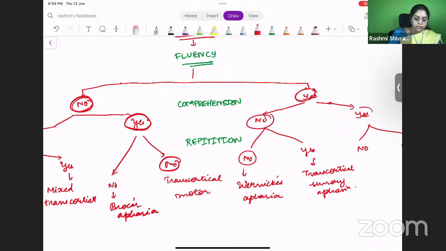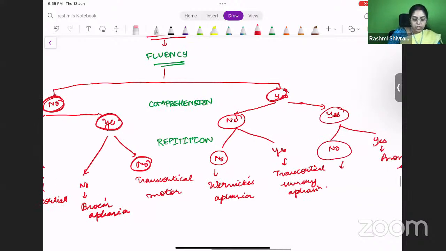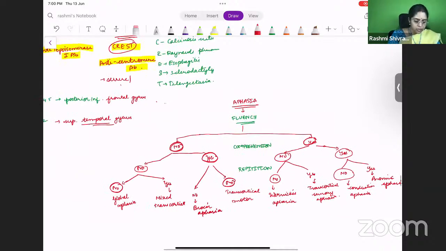One more thing that you must remember: the patient is fluent. The patient is also having comprehension, but there is no repetition. That means that the patient is having conduction aphasia. So what do we mean by conduction aphasia? There is a problem in between the centers which are connecting the Wernicke's and the Broca's area. Okay, so there is a conduction aphasia. So I hope this answers this question.